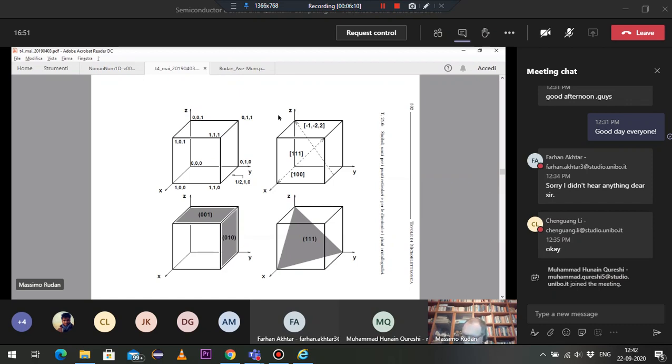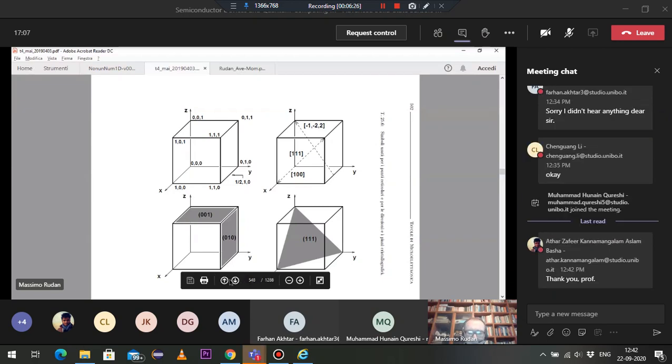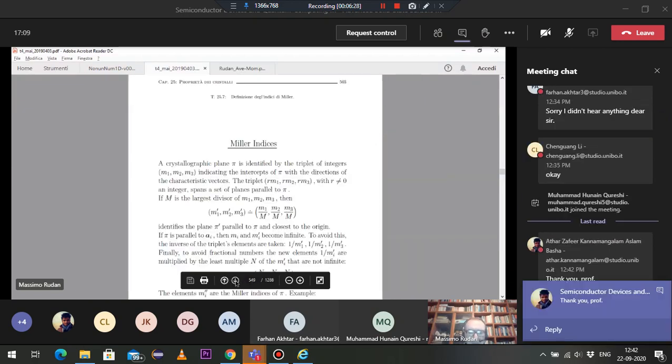Now we go back to the figure describing the band structure of silicon. So we go back to this page.